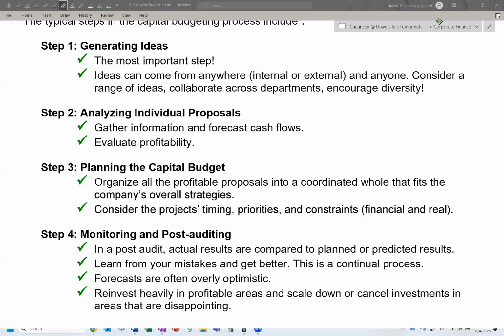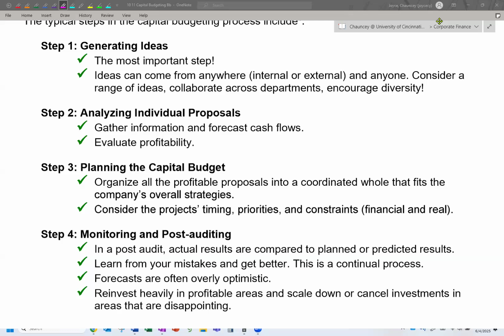Once we have an idea, we like to get doing the numbers on it, calculating a lot of details on it, and just running with that. But we need to consider a wide range of ideas before we start analyzing individual proposals. So that's step two, analyzing individual proposals. We gather information on the project and we forecast the cash flows. We start to evaluate profitability and cash flow.